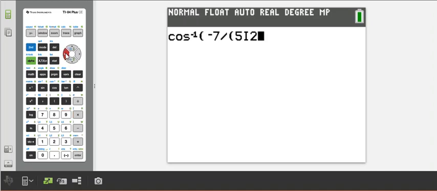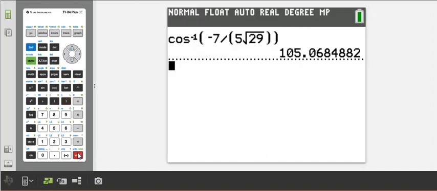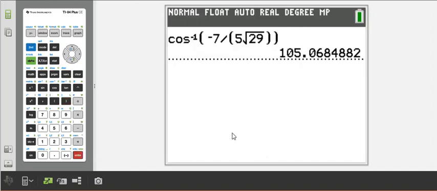Whoops, I hit the wrong thing. Let's try this again. So 5 times the square root of 29. It should look like this: cosine inverse of -7 over 5 times the square root of 29. I'm in degree mode, so out will come an angle in degrees. So here it is.